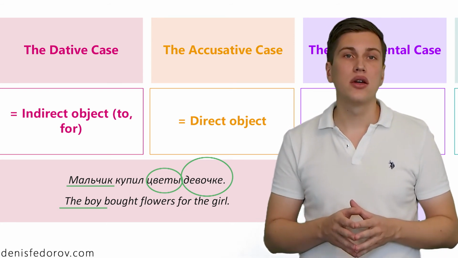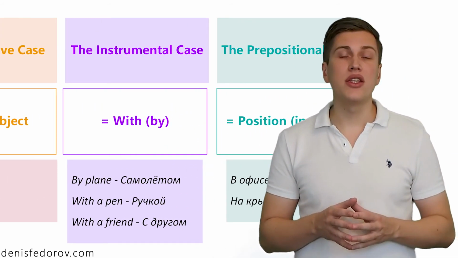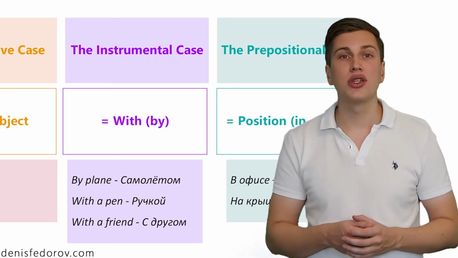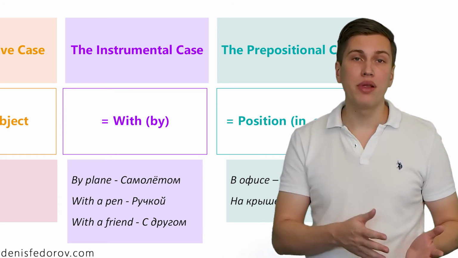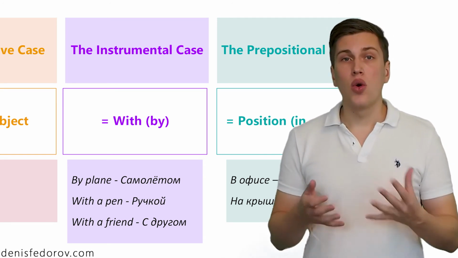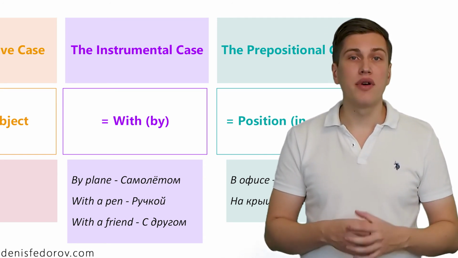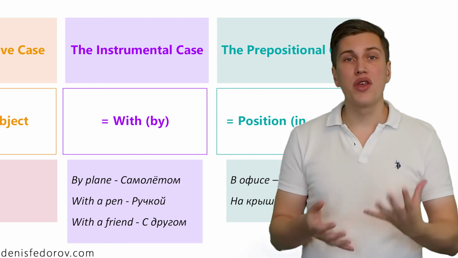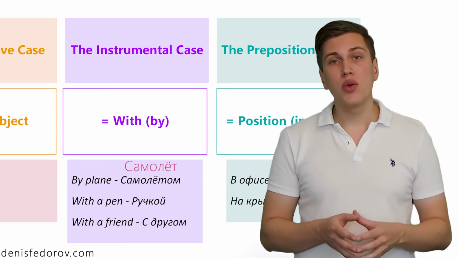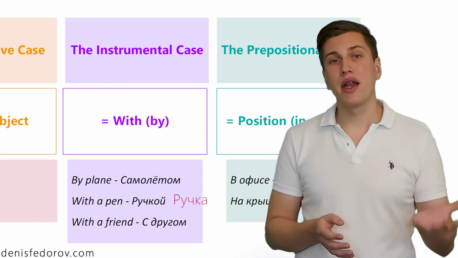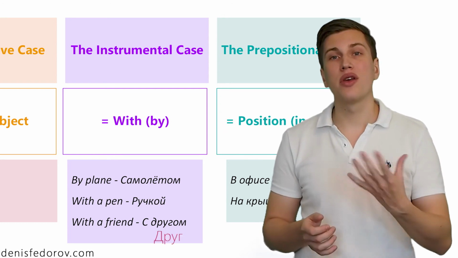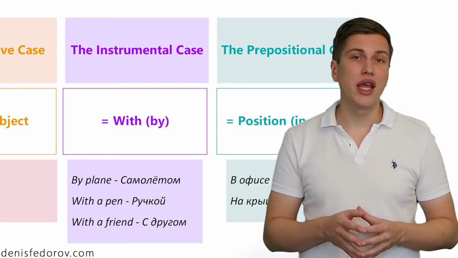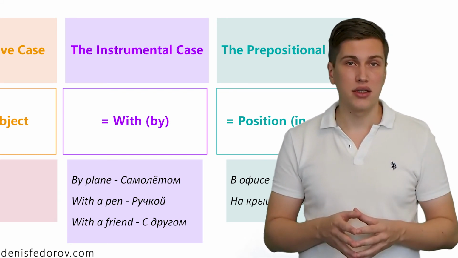Then comes the instrumental case, which is used to describe the means by which an action is performed. For example, by plane, or with a pen, or to describe accompanying stuff, but also in this with context, like with a friend. By plane will be самолетом, with a pen will be ручкой, with a friend will be с другом. These were all nouns in the instrumental case.